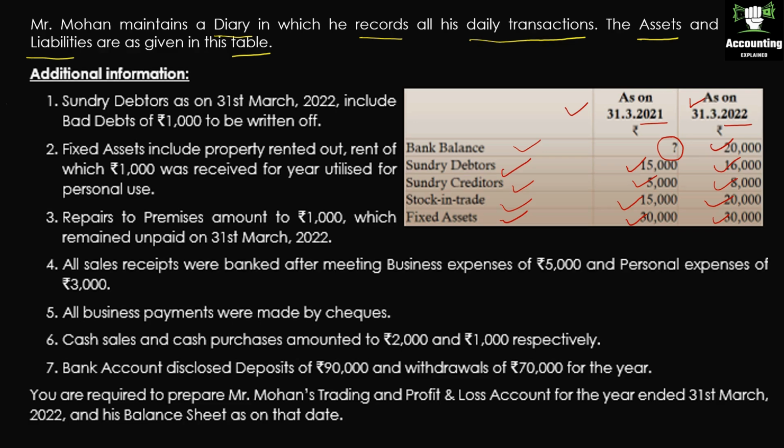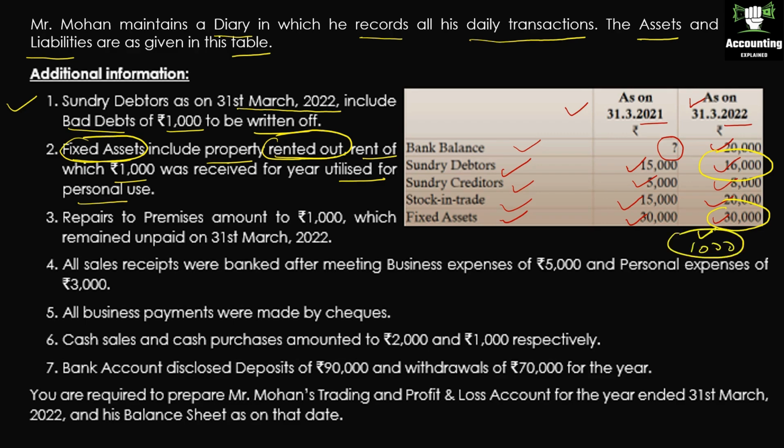They are, first point, sundry debtors as on 31st March 2022 include bad debts of 1,000 to be written off. So this sundry debtors closing balance includes 1,000 rupees bad debts that has to be written off. Fixed assets include property rented out, rent of which 1,000 was received for a year, utilized for personal use. Fixed asset is a capital expenditure, whereas rent is a revenue expenditure. So this fixed asset closing balance which they have given, 30,000, includes rupees 1,000 which is revenue in nature, that has to be excluded, and proper treatment of journal entries should be given.